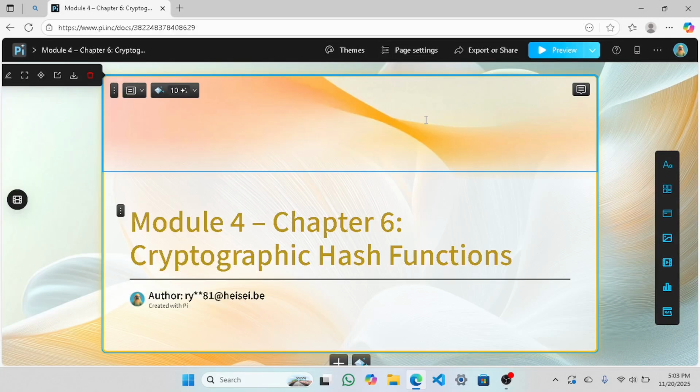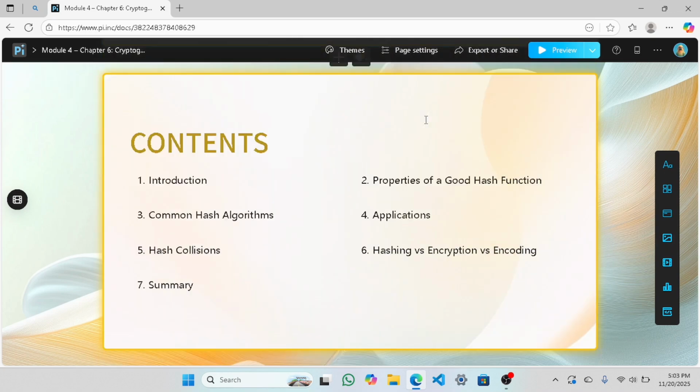Today in this video we're going to discuss cryptographic hash functions. This will be chapter 6 of module 4. We're continuing, so let's begin. What we are going to see here: some introduction, then some properties, some algorithms and their applications, and hash collisions. We're going to discuss this, and what is the difference between hashing, encryption, and encoding. And in the last, we are going to summarize this video. So let's begin.